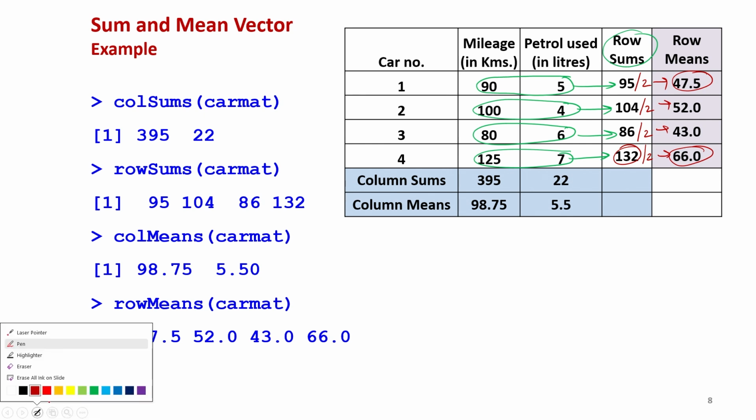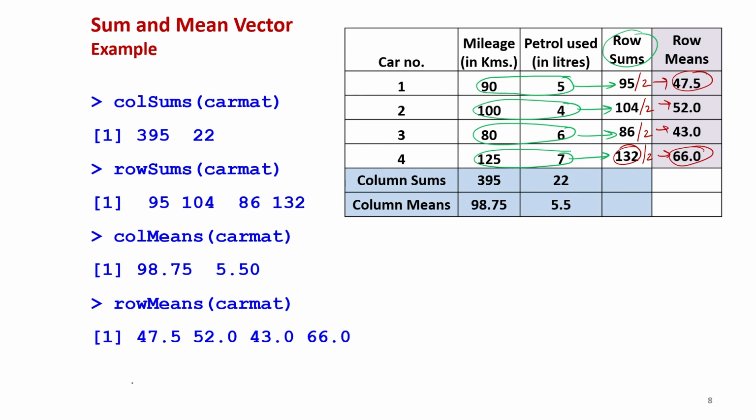Now similarly, if you go column-wise, and find the sum of 90 plus 100 plus 80 plus 125, this is 395. And similarly, the sum of column 2, that means the values in column 2 are summed together. So 5 plus 4 plus 6 plus 7 is 22. And if you divide this 395 by 4 values and 22 by 4 values, then you get the column means. That means the arithmetic mean of the values in columns 1 and 2.